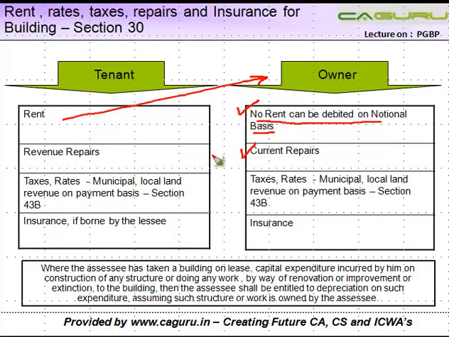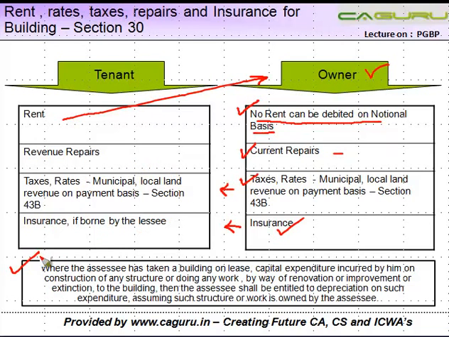Current repairs. Again, the reason is if it is a capital repair, you add it to the cost of the building. Taxes, rates, we've already discussed it here, so I'm not repeating it. Insurance, again, if the owner bears the cost of the insurance, then it is allowed as a deduction. Now there is one interesting concept which is there, in respect of depreciation on one particular thing.